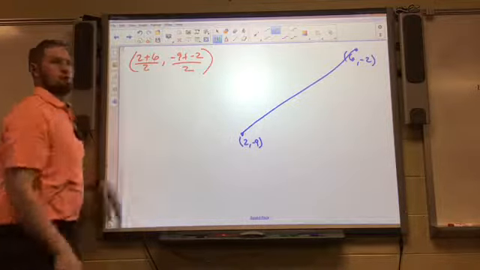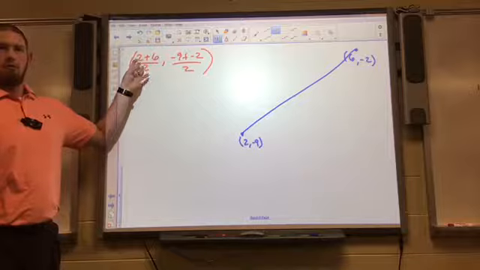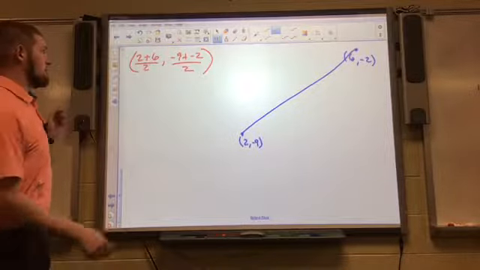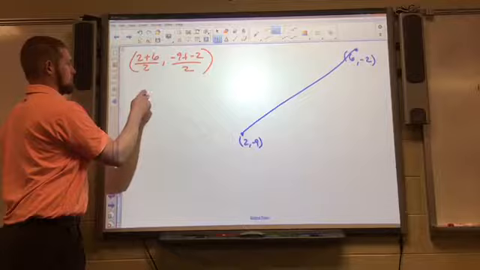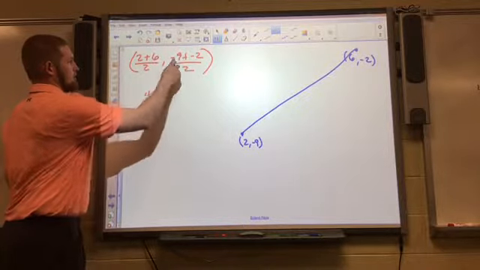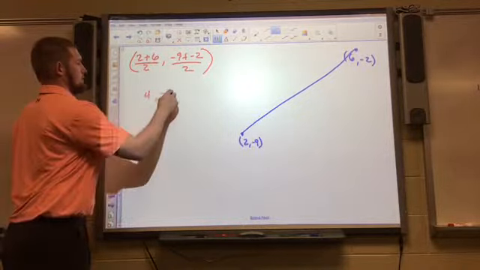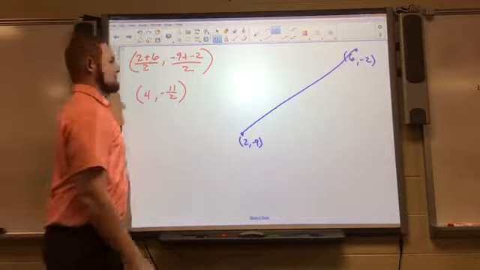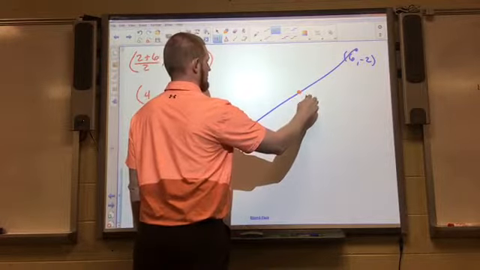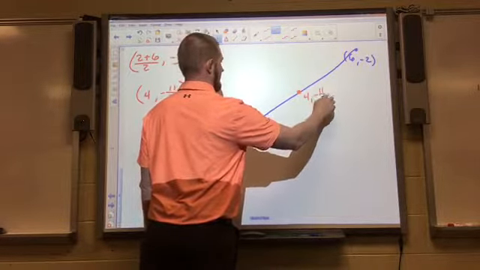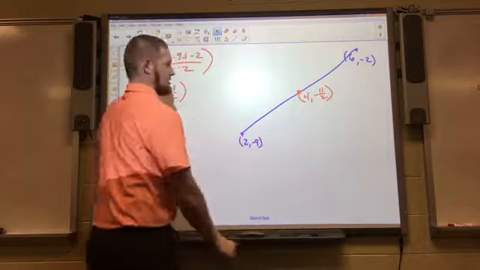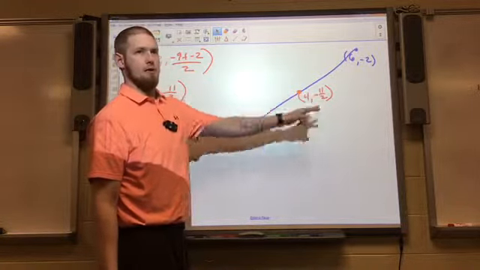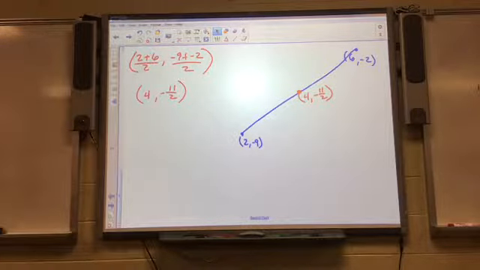over 2. Now, a lot of you can probably do this step in your head, right? Which I'm okay with. You don't have to write it out if you don't need to. 2 plus 6 is over 2, comma, negative 11 over 2. Okay? So, your point, which should be right up in here somewhere, is going to be 4, negative 11 halves. Which is like negative 5.5, right? Okay. Again, if you have those formulas available to you, it shouldn't be too challenging for you.